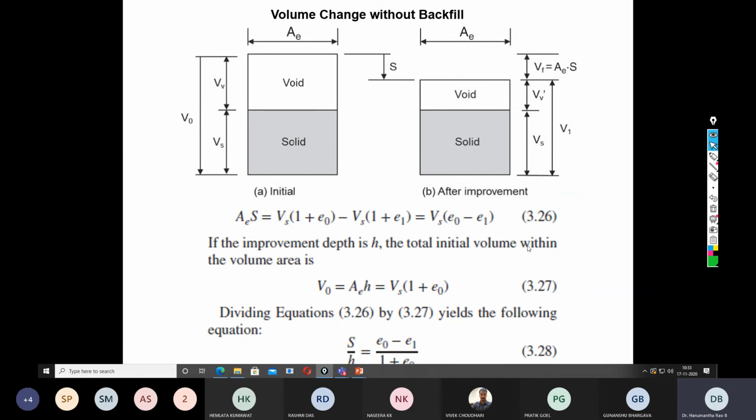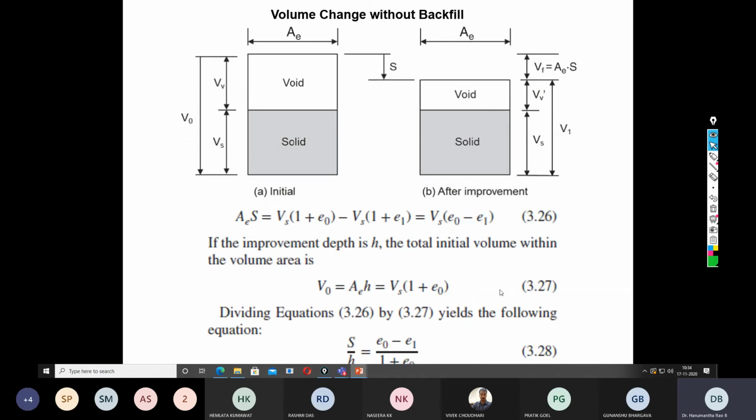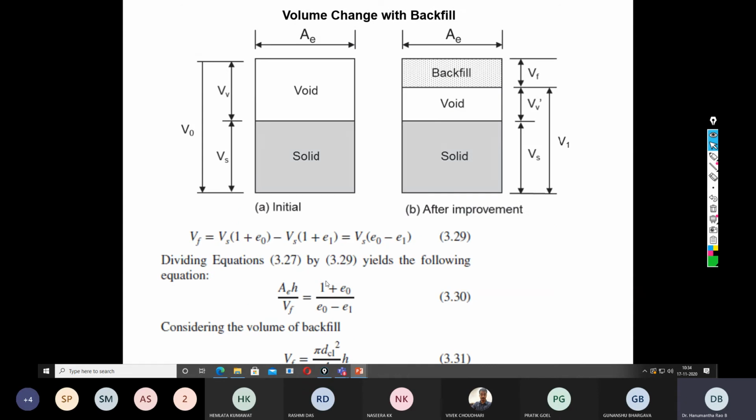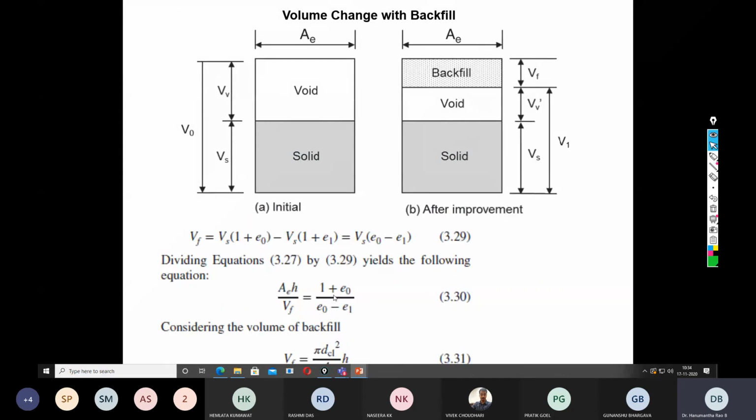Now, if you consider backfilling, the same relationships are expressed in a different way. So this is the initial, and the final volume is nothing but initial minus final. So this is Vs into 1 minus e naught. Then you have to go again to equation 3.27. This is the initial volume, expressed by dividing equation 3.27 by 3.29, that is, the change in volume divided by the initial volume. Then we come up with another equation.